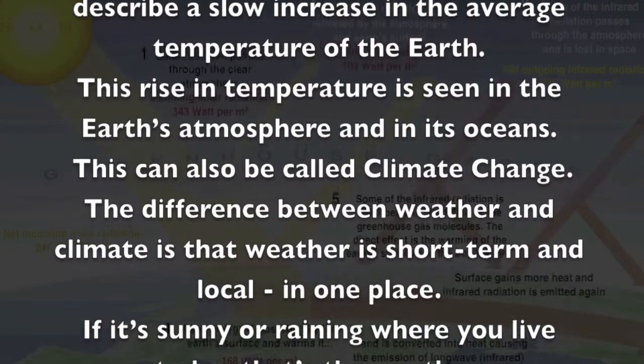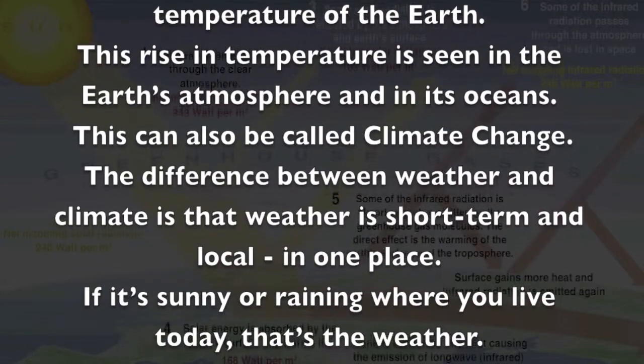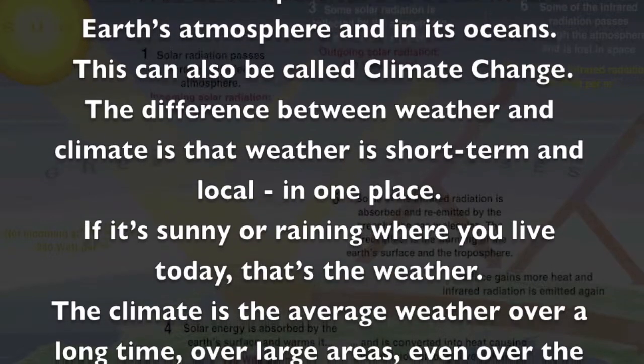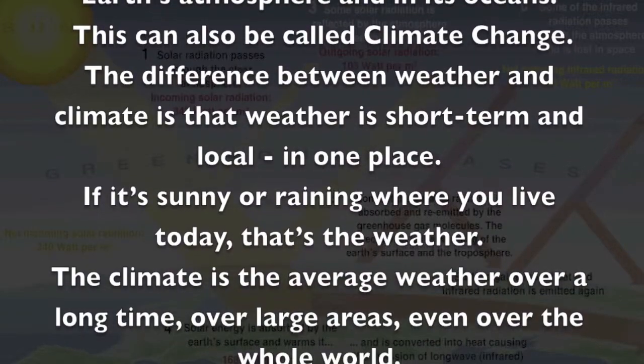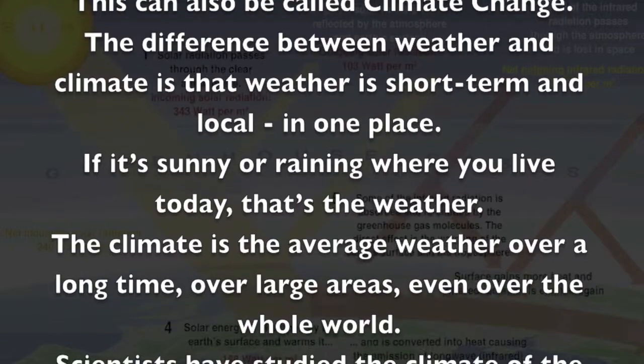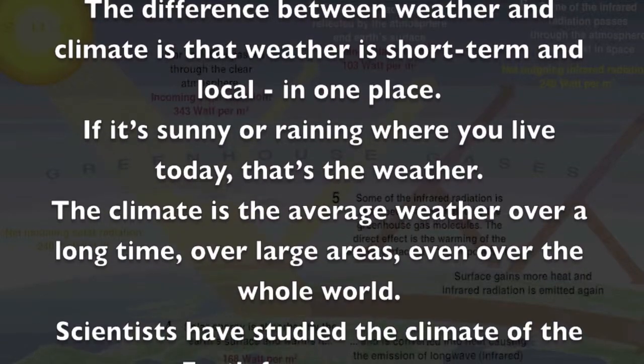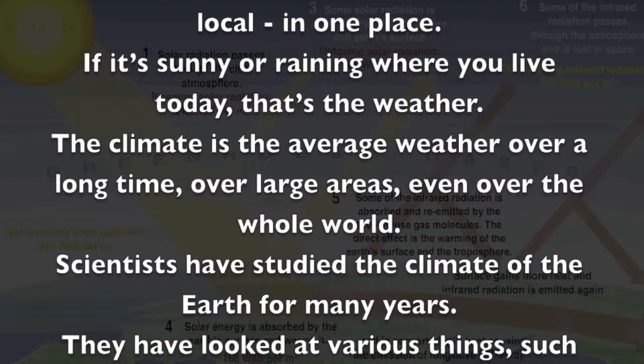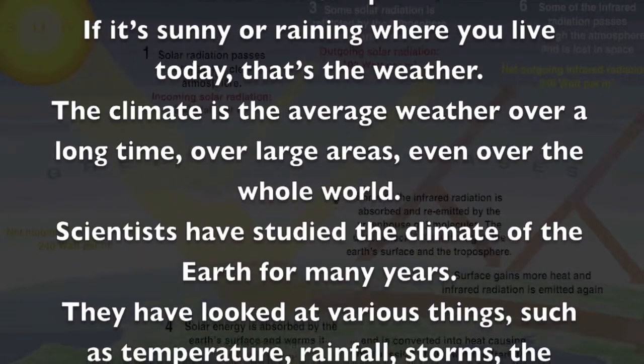The difference between weather and climate is that weather is short-term and local, in one place. If it's sunny or raining where you live today, that's the weather. The climate is the average weather over a long time, over large areas, even over the whole world.